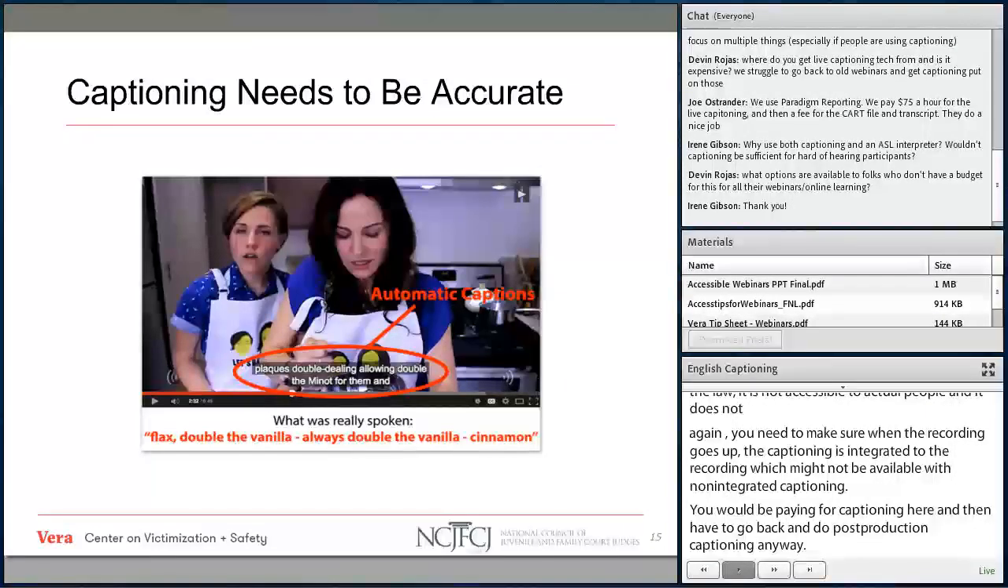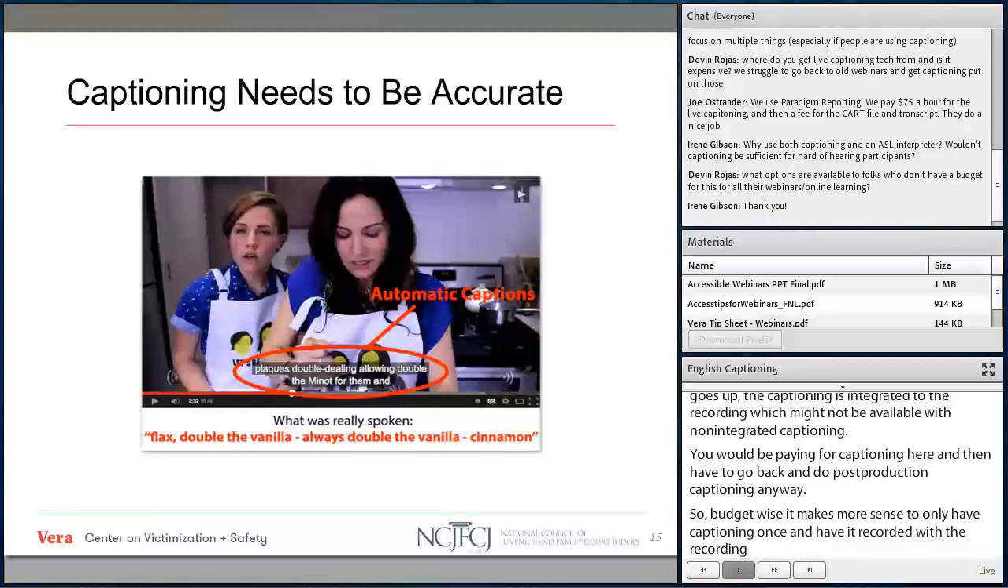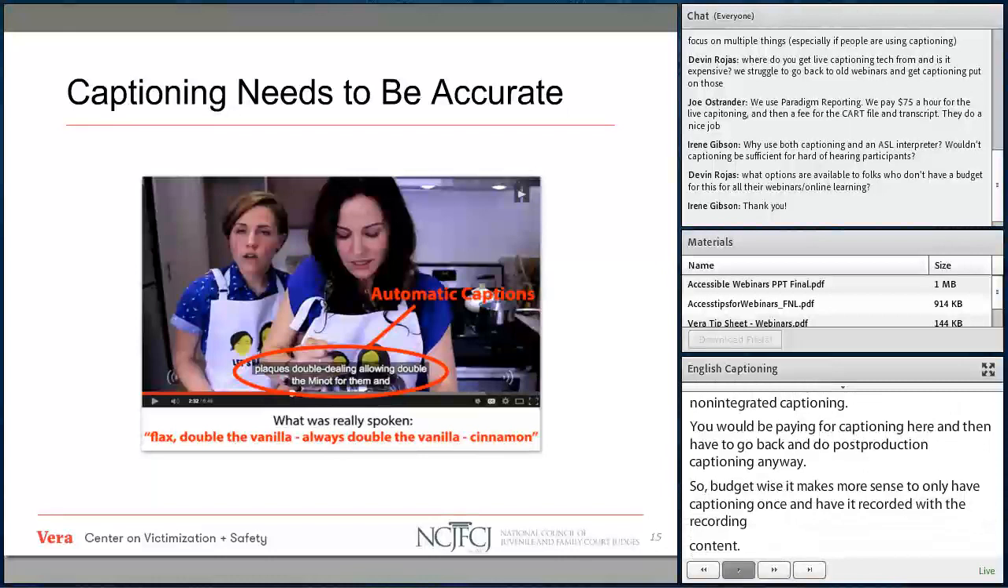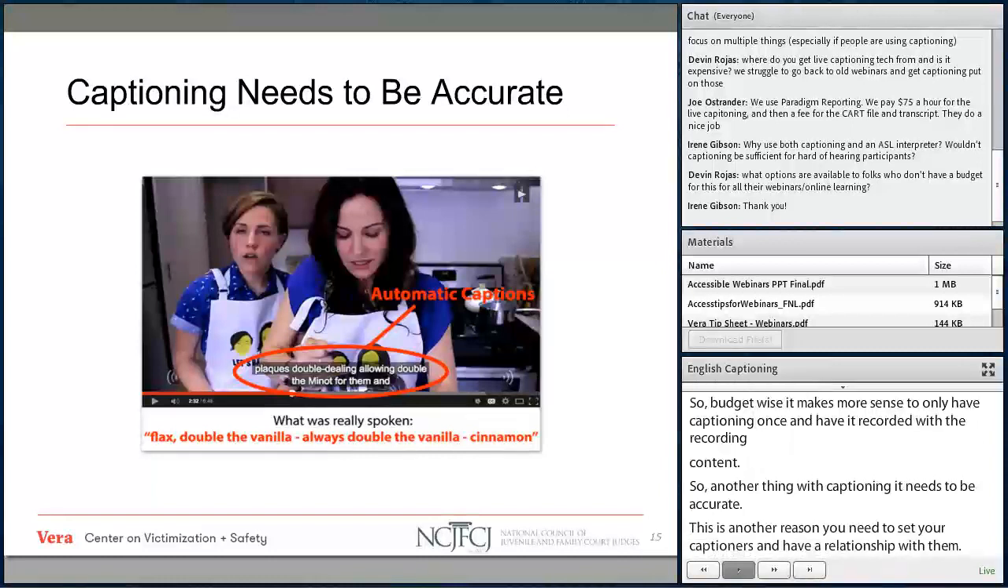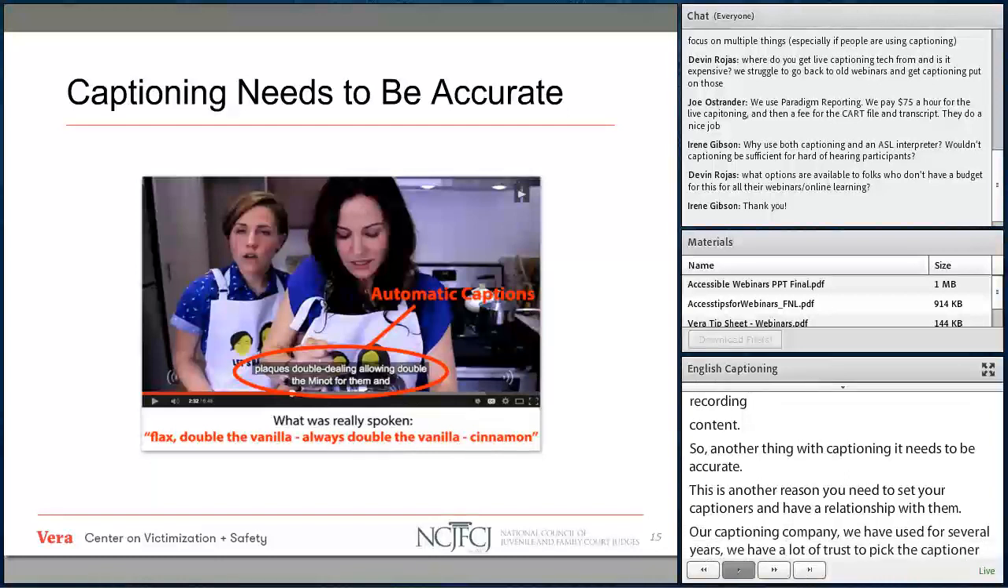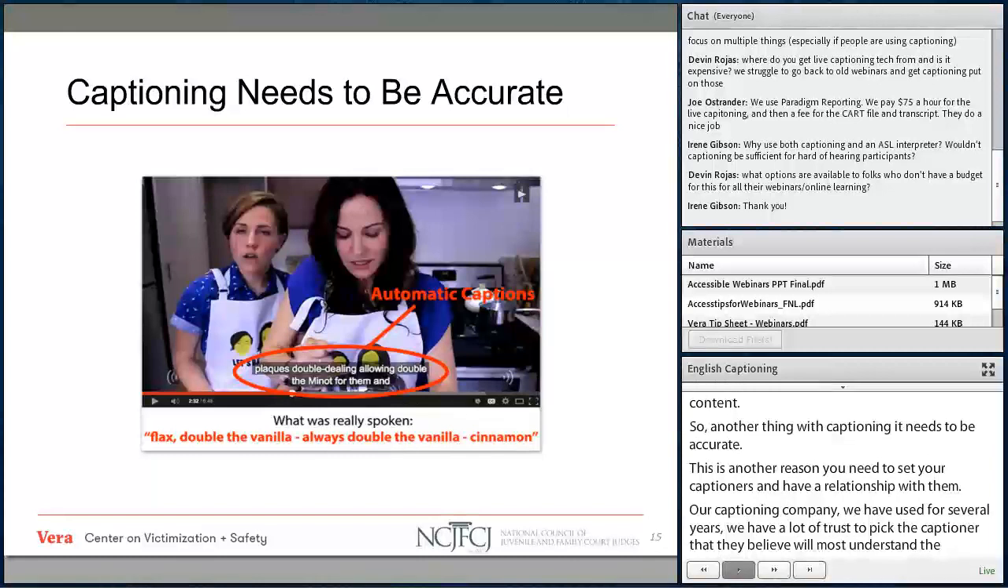So, another thing is captioning needs to be accurate, and this is another reason why you really need to vet your captioners and have a real relationship with them. Our captioning company we've been using for several years. We have a lot of trust in them to pick the captionist that they believe will most understand the content for that particular training, and that they only use certified captionists. So we avoid a lot of the inaccuracies.